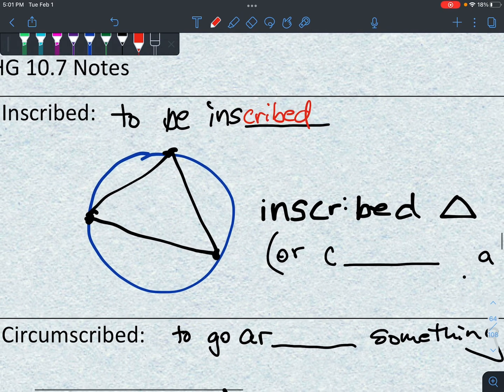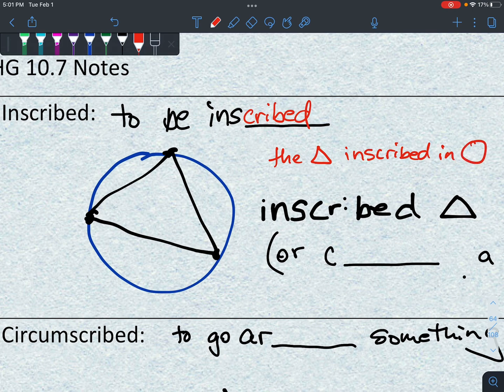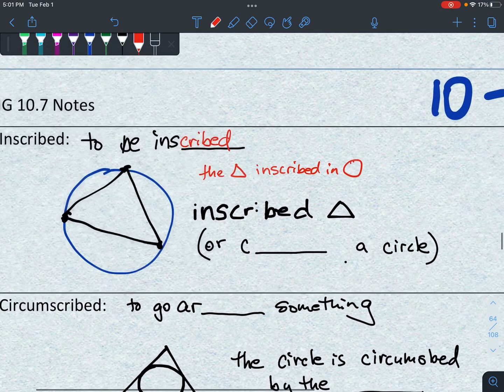Well, to be inscribed in a circle, in this case here, we have a triangle that is inscribed in the circle. All right? So the circle touches the triangle specifically only at the vertices.